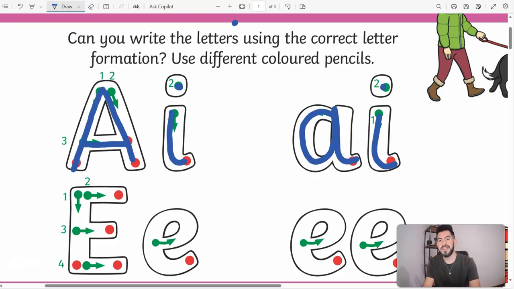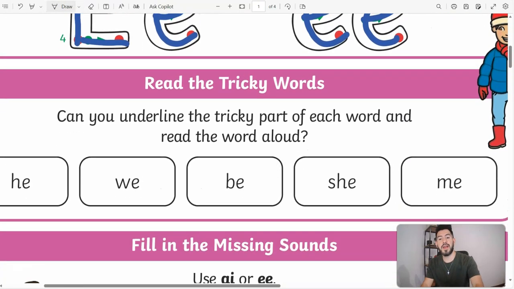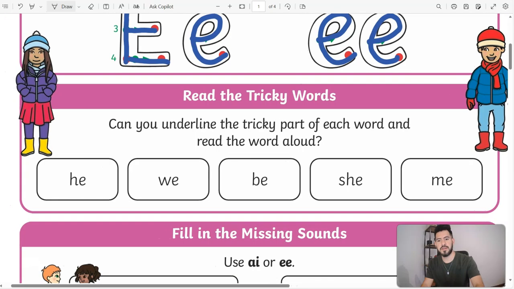Then we have E, okay? If it is at the beginning of a word, in initial position, you will start with a capital letter. So you will say E. And again with the lowercase, E. All right, there you go. That's the very first part. Now we have the tricky words, okay?